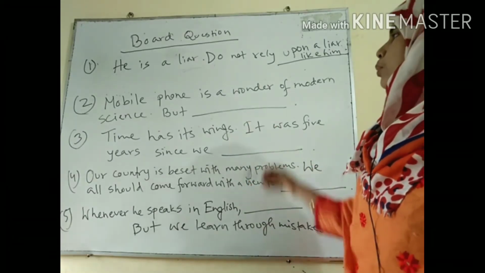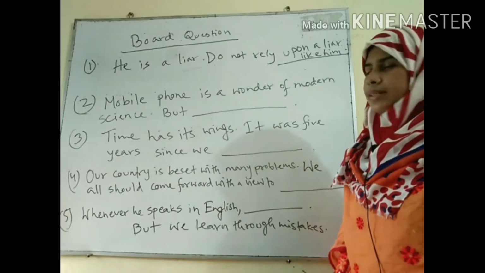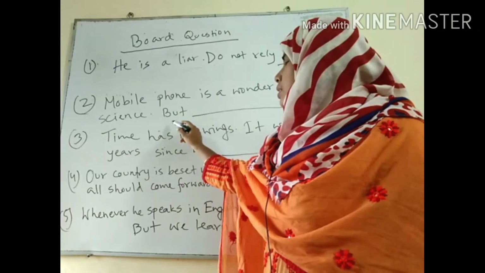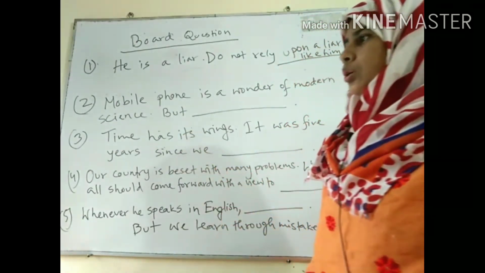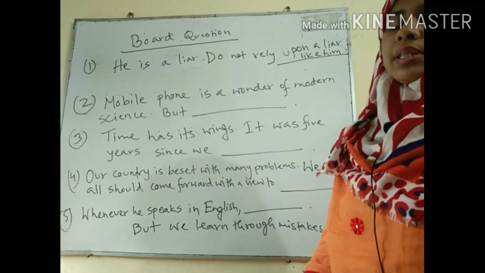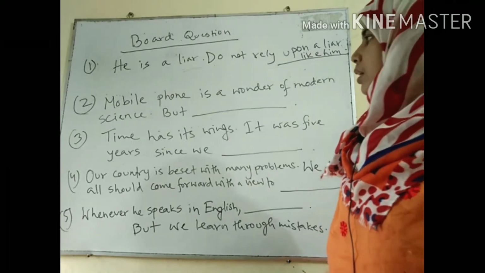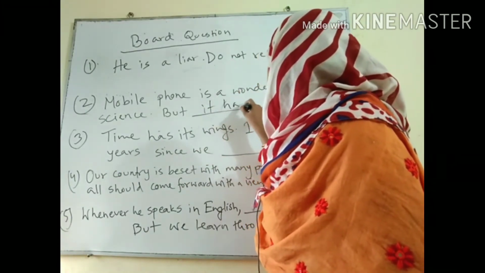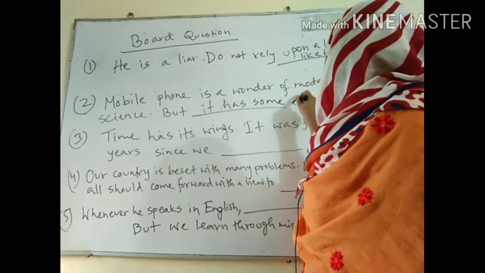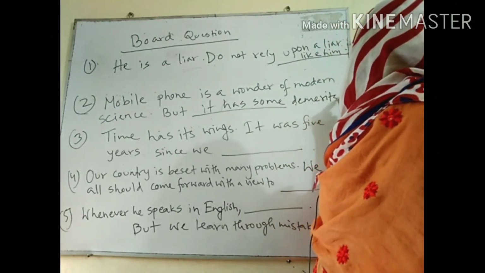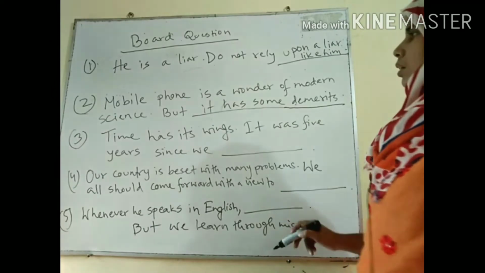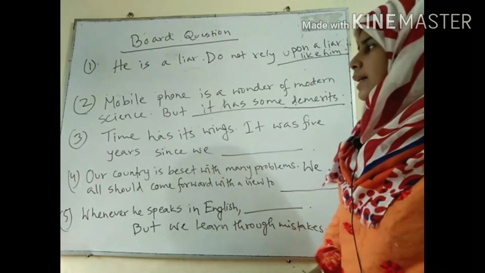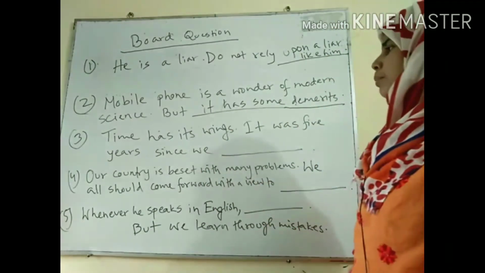Second one, mobile phone is a wonder of modern science, but as the second sentence begins with but, we have to use a full sentence with opposite idea. But it has some demerits. Mobile phone is a wonder of modern science. Mobile phone is a blessing for us, but it has some demerits.